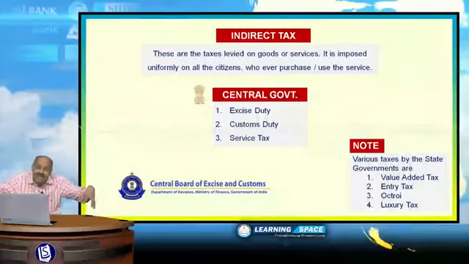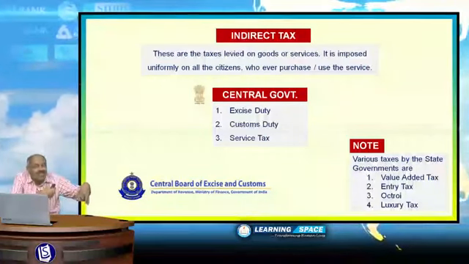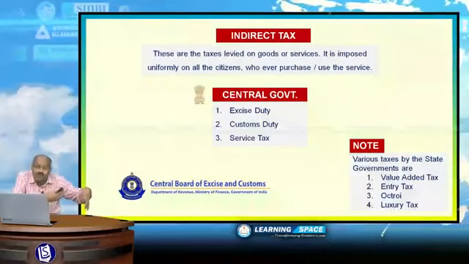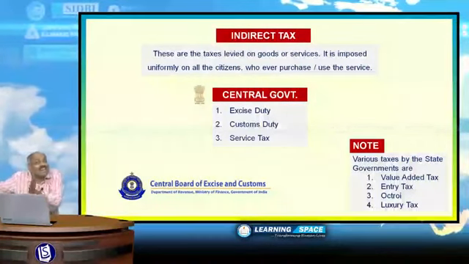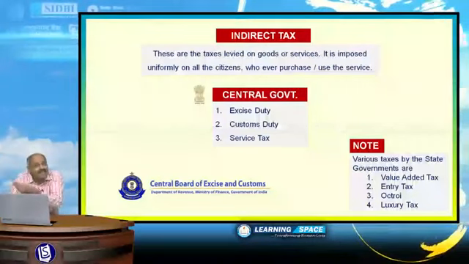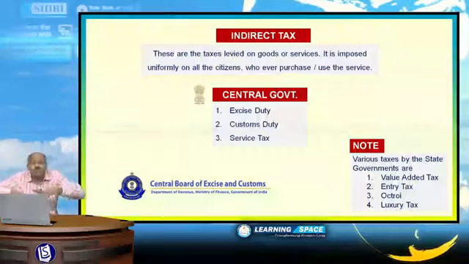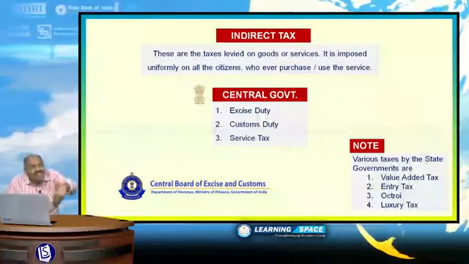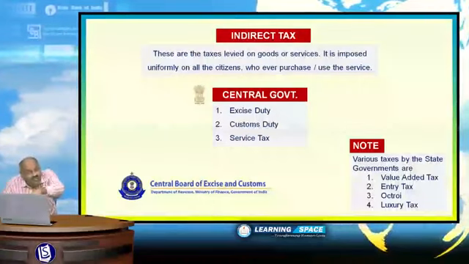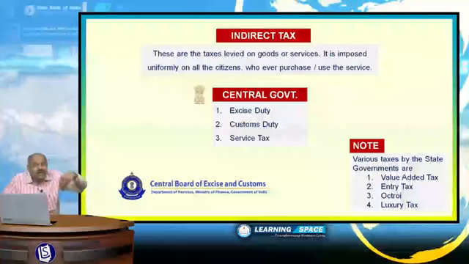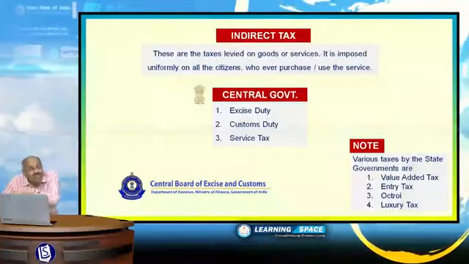Direct tax is on the persons or individuals, whoever are earning income, that may be person or firm, whatever it is. But indirect taxes like excise duty, then customs duty, service tax, these are levied uniformly, right? So this indirect tax is tax levied on goods or services. It is imposed uniformly on all the citizens, whoever purchase or use the service.